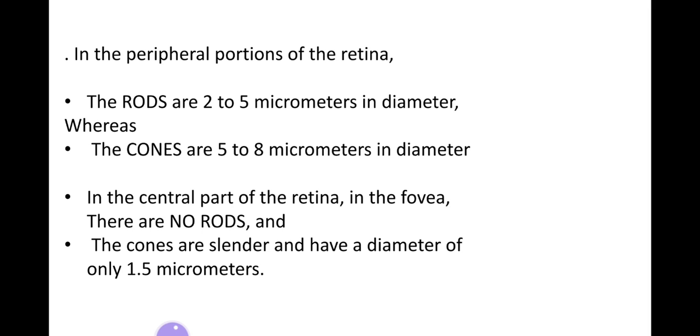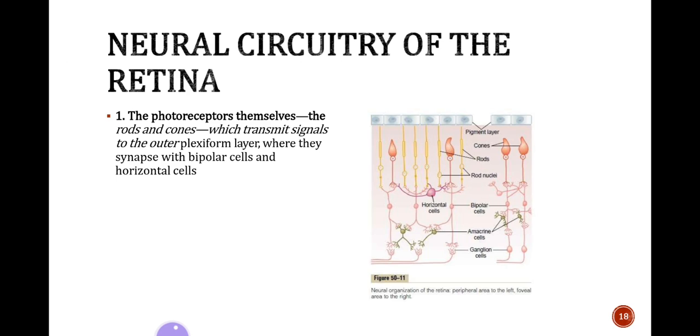The rods are 2 to 5 micrometers in diameter in the peripheral retina, whereas cones are 5 to 8 micrometers in diameter. In the central part of the retina, or in the fovea, there are no rods and the cones are slender and have a diameter of only 1.5 micrometers.